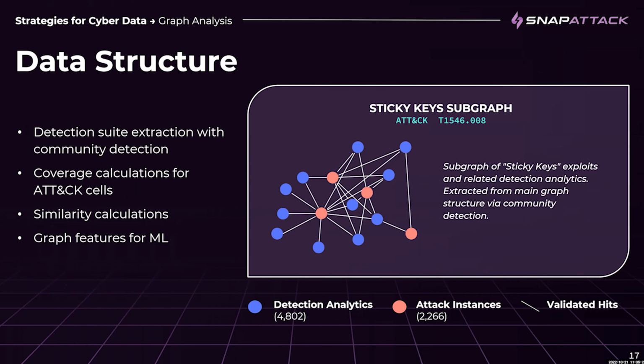And there's other cool things you can do with this. It's all enriched, so you can start calculating MITRE ATT&CK coverage given a set of detections. You can do similarity calculations by projecting this bipartite graph onto either the attacks or the defense side. And of course, as a graph, you can pull out machine learning features, which is TBD. I'm looking forward to seeing what I can do with that, but we haven't gotten there yet.